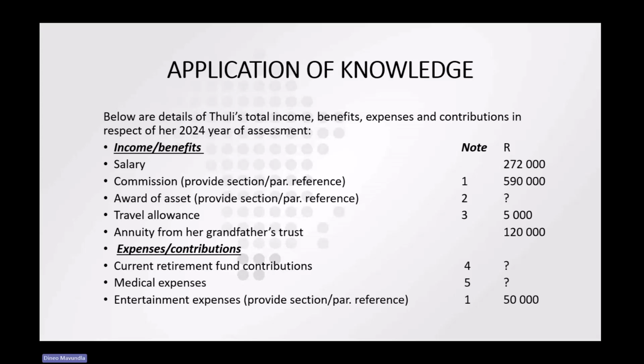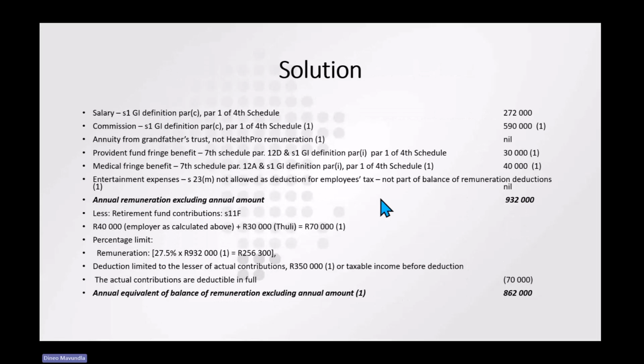It's not part of the balance of remuneration deductions that we can claim in terms of paragraph 2.4 of the fourth schedule. That's what you can mention. So this is the solution that was provided for you guys for this question. This is how they wrote it. They're not very specific on the paragraphs for the fourth schedule. As you can see, they just say paragraph 1 of the fourth schedule. So if that's the standard that they give you, then I believe that will be the standard that you will be marked on as well.